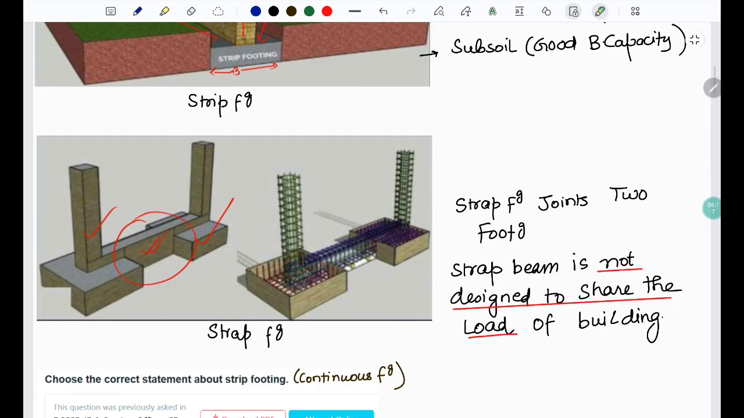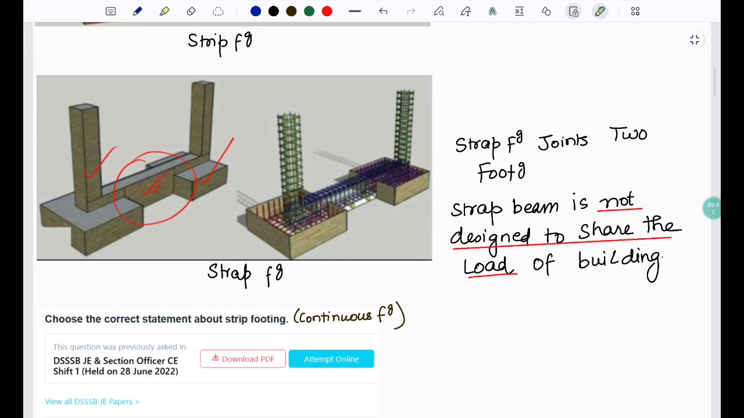Similarly, we have strap footing, and what strap footing does is it joins two footings, footing number 1 and footing 2, with a strap beam. You can see the strap beam here. And this strap beam is not designed to share the load of the building. It is not carrying any load. It is also considered weightless because it does not have contact with the ground or the soil.